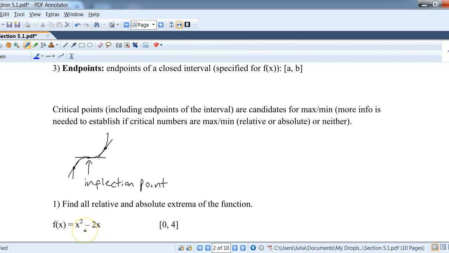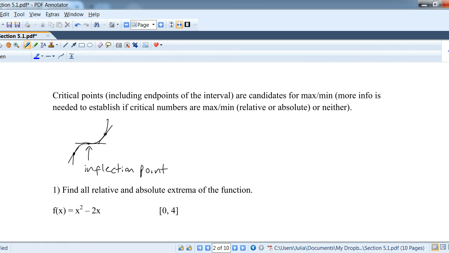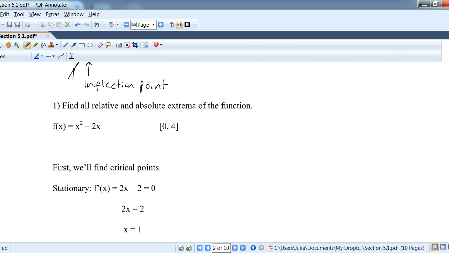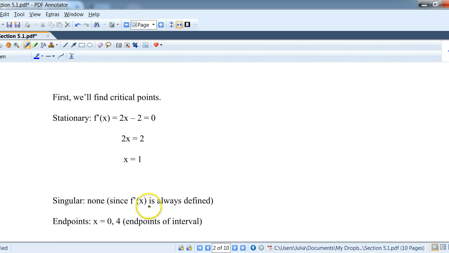So let's say we have the function x squared minus 2x, and we have an interval from 0 to 4. Then we can find critical points. Again, we find the derivative first, which is 2x minus 2. For stationary, we set it equal to 0. We solve for x. We get x equals 1. For singular, we do not have any. Typically, we do not have any for many of the polynomial ones.